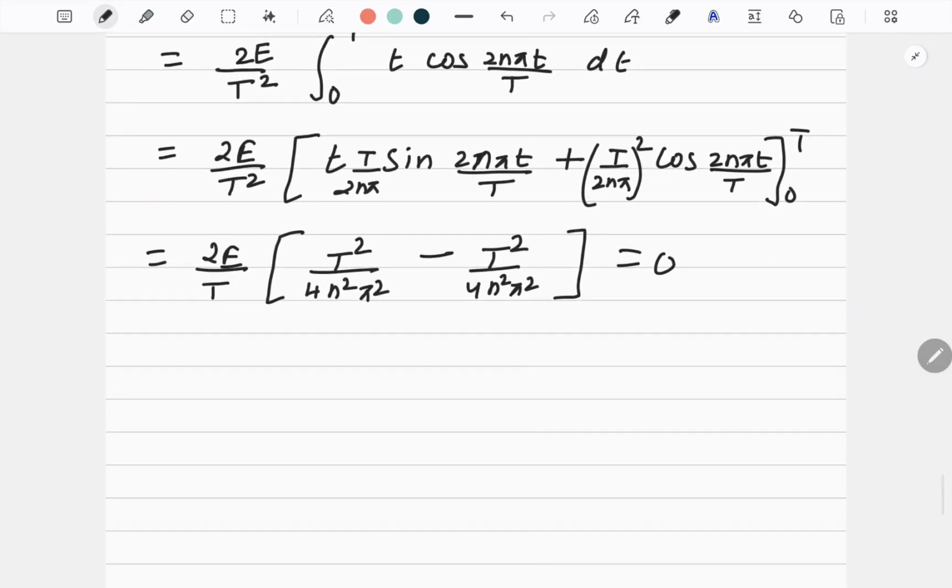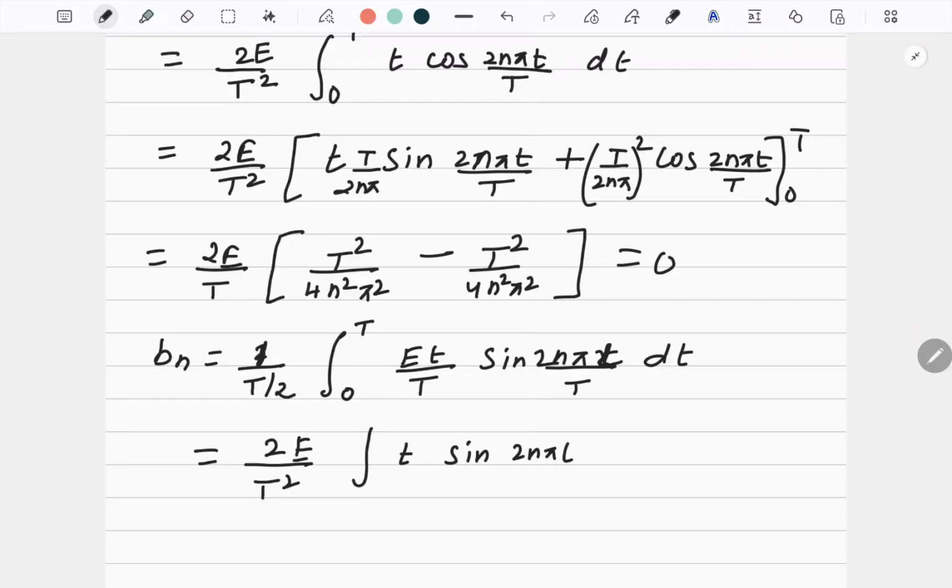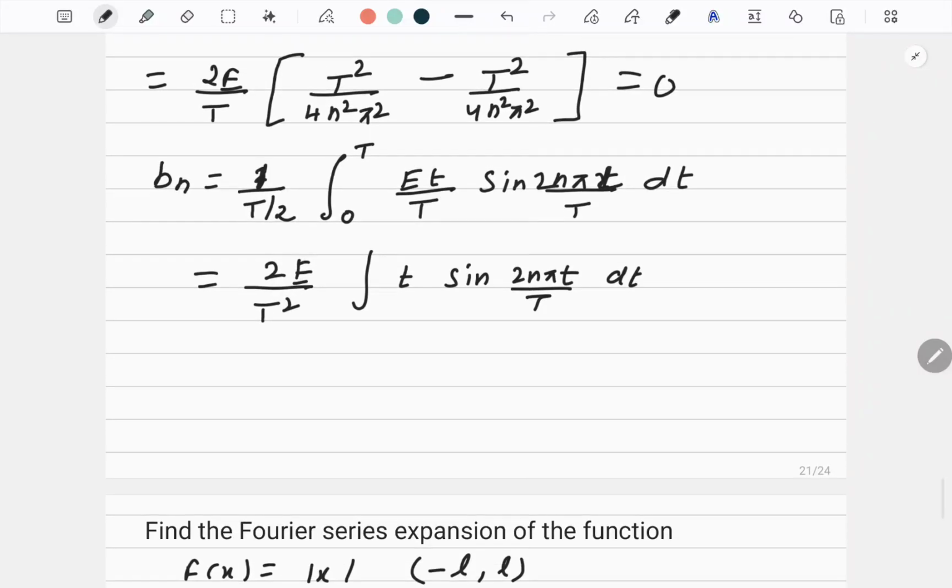Right. Now let's move to bn. So bn is equal to again 1 by L integral 0 to T f of x, f of x is e t by T, sine of n pi x upon L dt. So here again 2 by T square e, integral t sine of 2n pi t upon T dt. Let me integrate it.